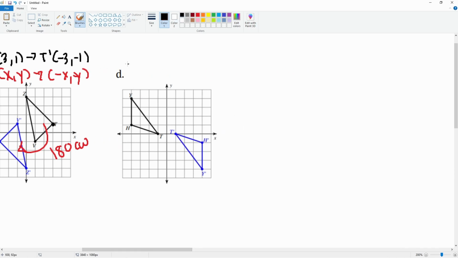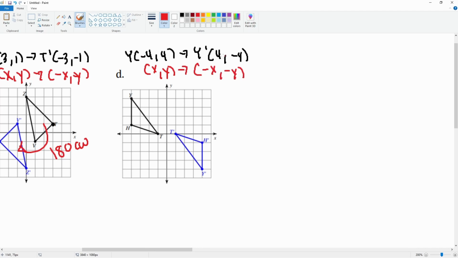Let's double check, okay? Y is the point (-4, 4). That's undergoing a transformation to make Y prime, which is, what is it, (4, -4). Oh wow. So the point (x, y) will undergo a transformation that it becomes (-x, -y). -4 became a +4, the +4 became a -4. This again is a 180 clockwise rotation.